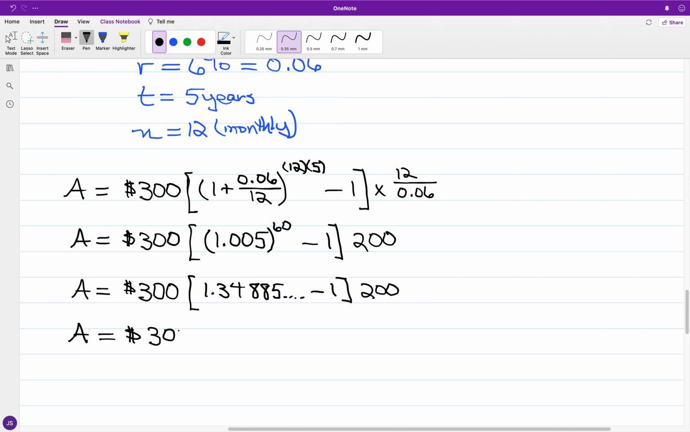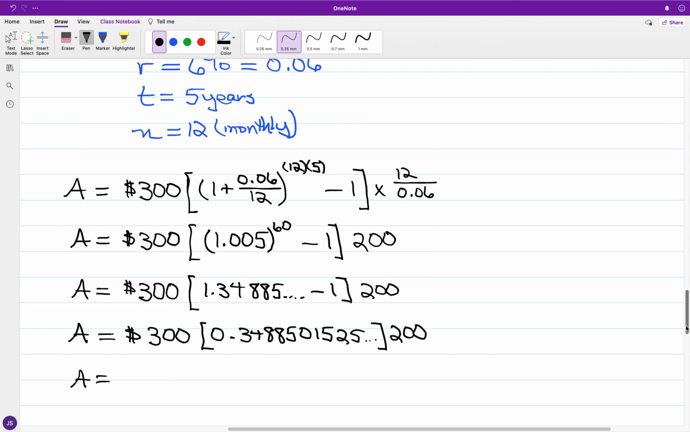We're getting closer to the final value here. For the difference, I'll just put this on full display: you have 0.34885, times 200.